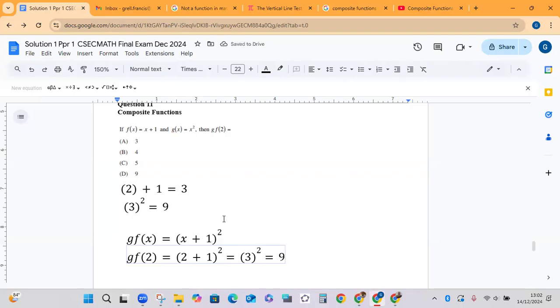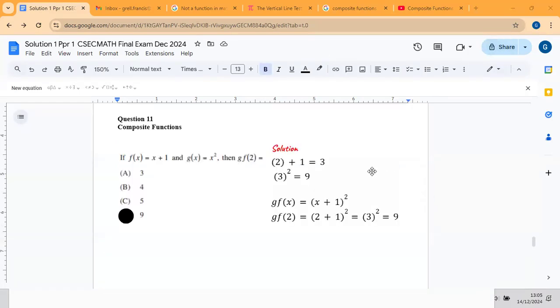So there are two ways you can do that. You can substitute 2 into f, and the answer you get is substituted into g. Or you can leave the 2 for a while, substitute f, the expression x plus 1, into g. That's x plus 1 all squared. And then you put the 2. 2 plus 1 is 3. 3 squared is 9. So the answer is D. And the topic is composite function. So please practice those two approaches to evaluate composite functions.